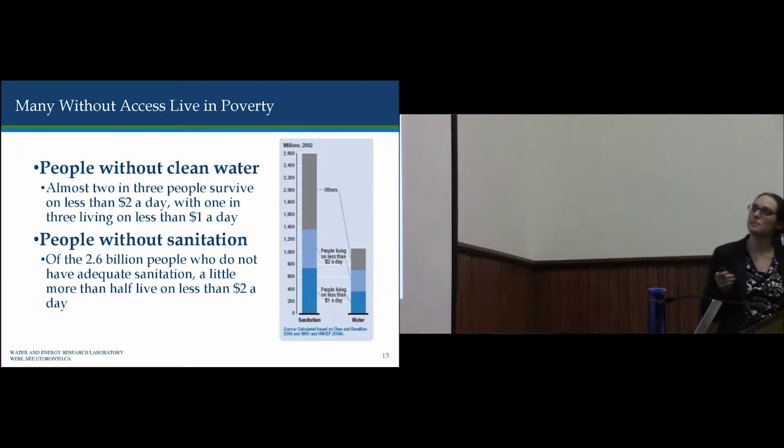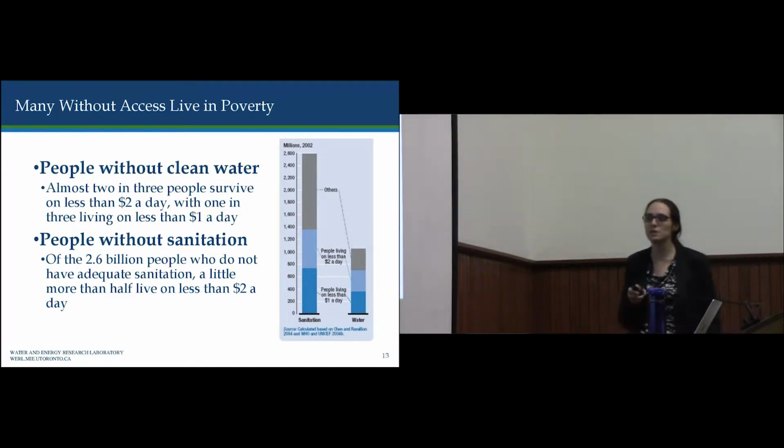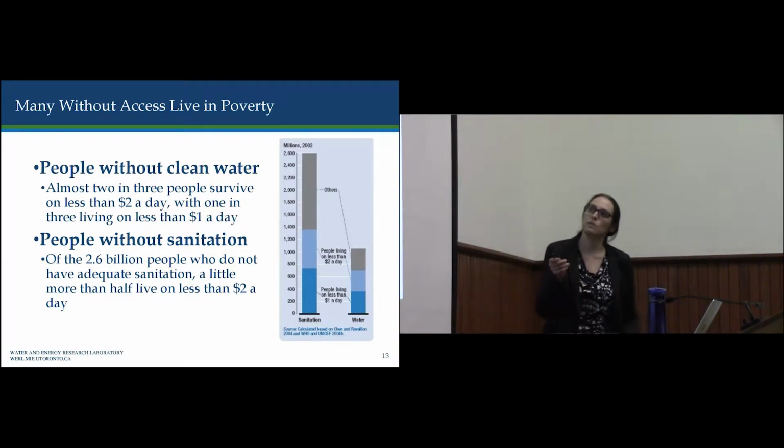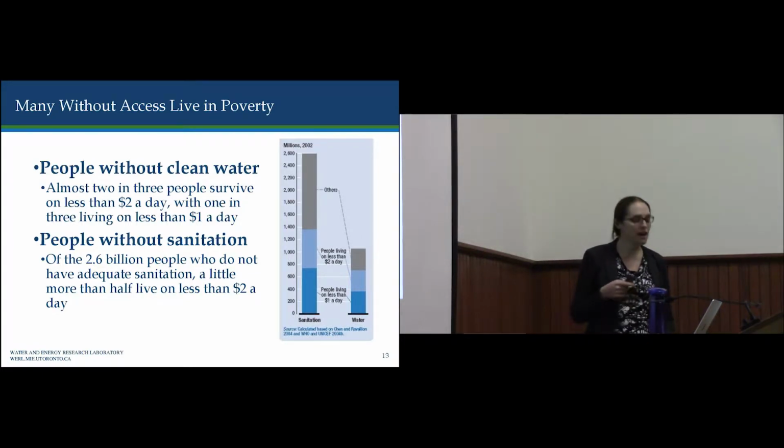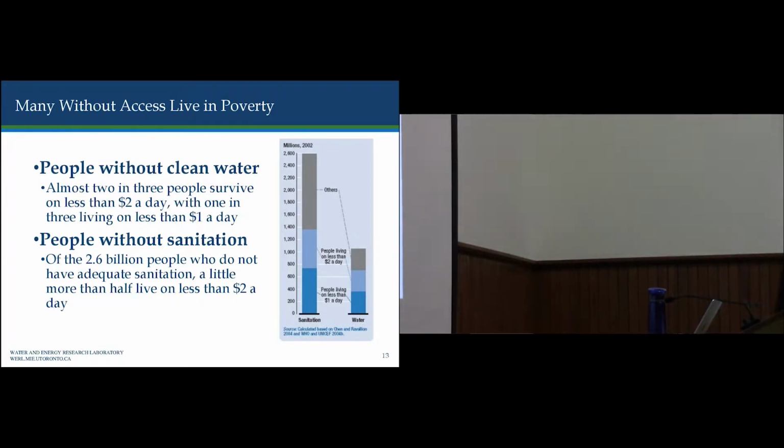Both of them are bad. So if you look here, this is from a few years ago, but it's very similar. About 1 billion people don't have access to an improved drinking water supply. And of those people that don't have access to clean drinking water, most of them are very poor. More than 2/3 have less than $2 a day in terms of income, and 1/3 is less than $1 a day.